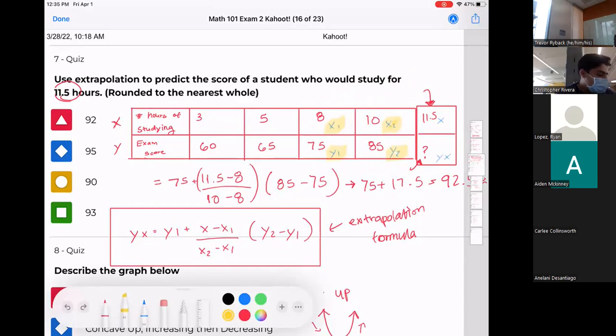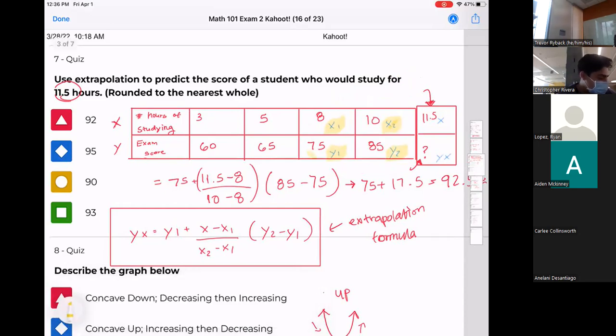Once I figured out my x's and my y's, I simply plugged them in. I know y1 is 75 right here, so I'm going to plug in 75. And I know my x is 11.5, so I'm going to plug in 11.5 right here. We also know our x1 is 8, and that's signified right here. And so on. I'm just going to plug and chug everything.